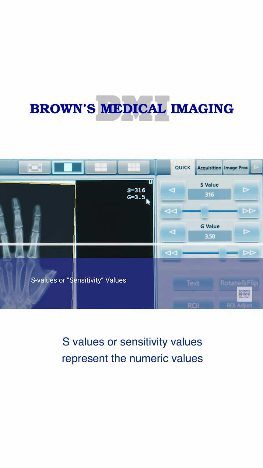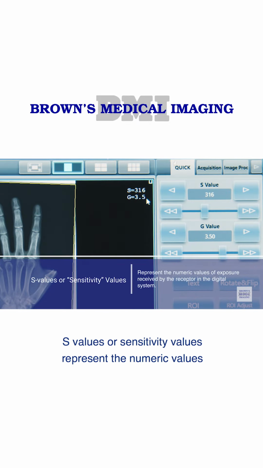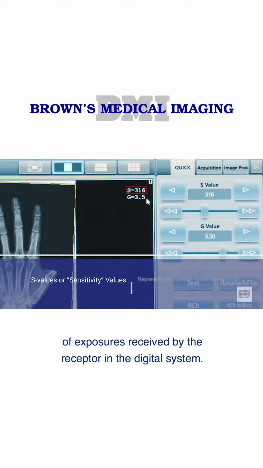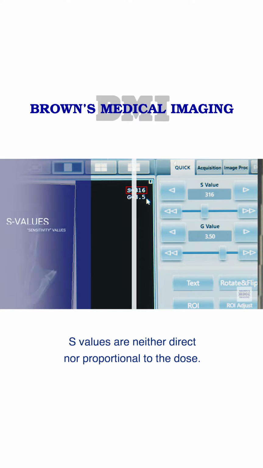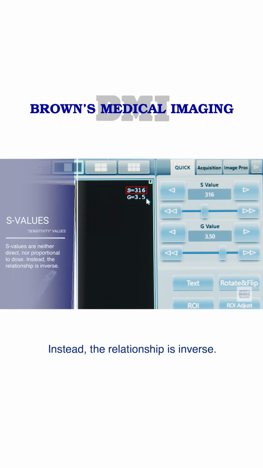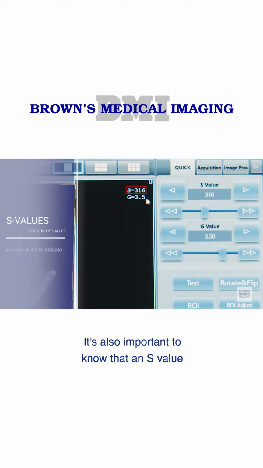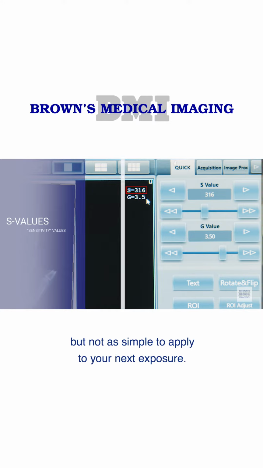S-values, or sensitivity values, represent the numeric values of exposures received by the receptor in the digital system. S-values are neither direct nor proportional to the dose. Instead, the relationship is inverse. So an S-value above the target range would indicate an underexposure, and an S-value below the target range would indicate an overexposure. It's also important to know that an S-value will not indicate how far over or under you are. This indicator is useful but not as simple to apply to your next exposure.